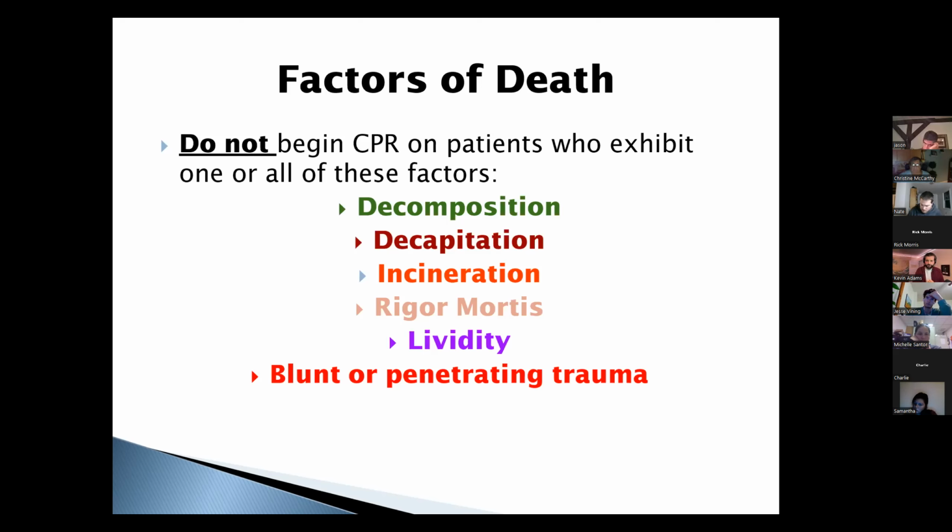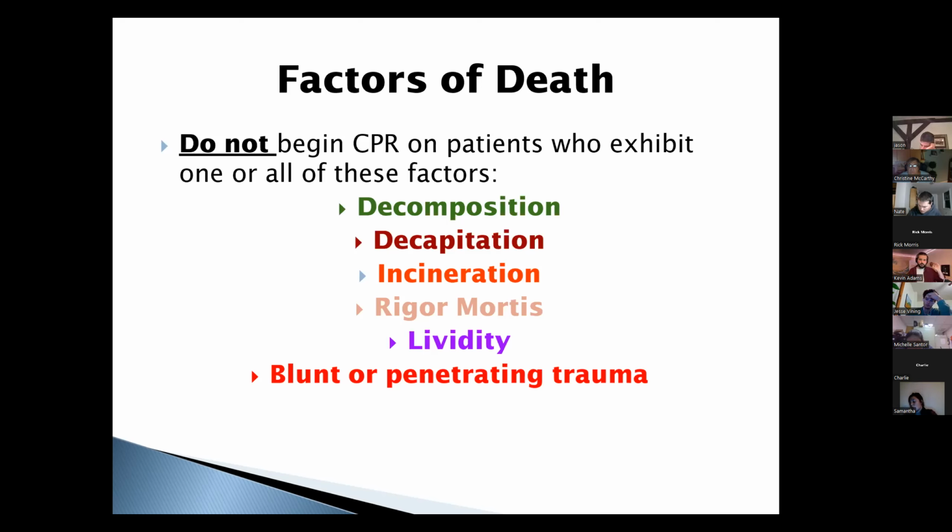Rigor mortis, which is one of the first signs of death, or factors of death, we'll see, is when the muscles become rigid. So a quick physical exam of somebody you want to do CPR on will benefit you, because if you lift their arm and it stays right up, or their hand is clenched and you try to open their hand and you can't, and they have no pulse, that means they are too gone. You will not revive them. So any sign of rigor mortis, factor of death, do not start CPR.